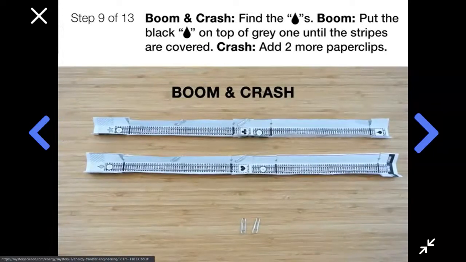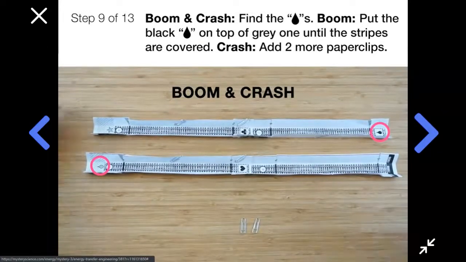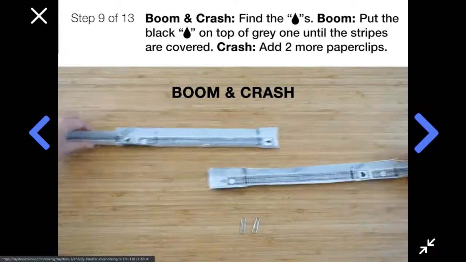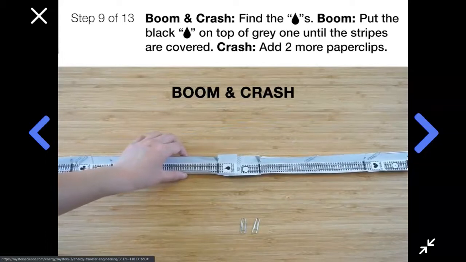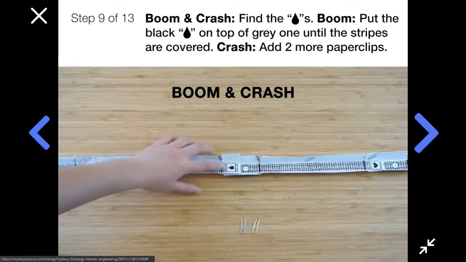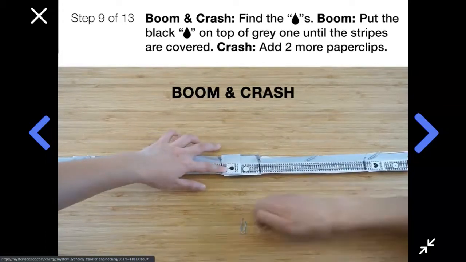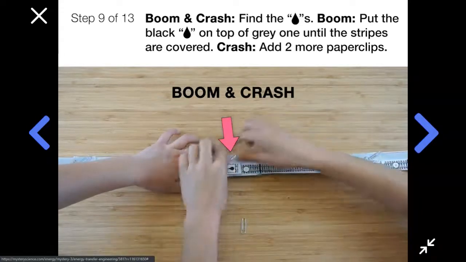Your tracks are almost ready. Boom and Crash, find the raindrops on the tracks and put them next to each other. Boom, put the black raindrop on top of the gray one until the stripes are covered. Crash, add 2 more paper clips where the tracks overlap.